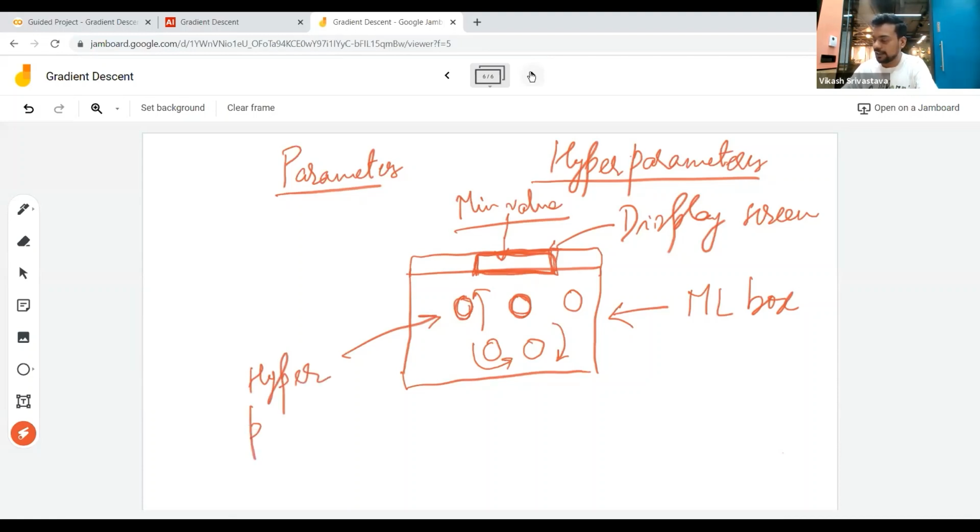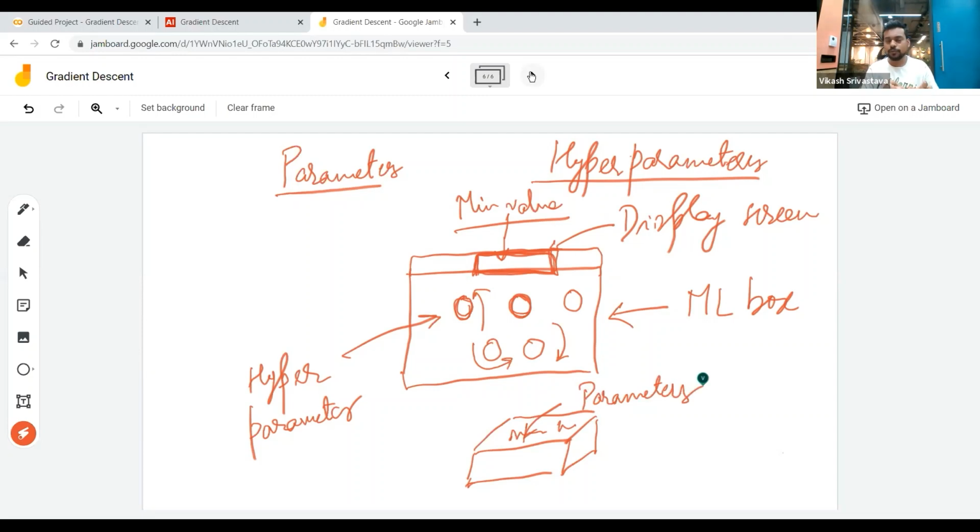Let's say if I dissect this ML box and try to see inside it, there could be a lot of stuff, and when we control the knobs from the outside, these things get changed. These are called the parameters of the model, right? So parameters can only be influenced or changed with the help of the hyperparameters. We cannot control the parameters directly, but we can control them indirectly through what we call hyperparameters.